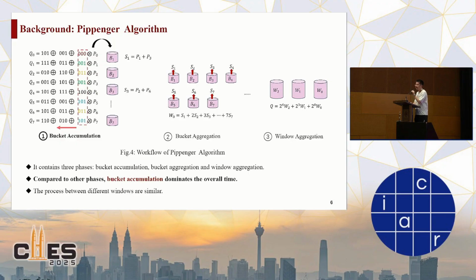Finally, I'd like to introduce the classical algorithm for multiscalar multiplication called the Pippenger algorithm. The core idea of this algorithm is transforming the large-scale multiscalar multiplication into several small-scale multiscalar multiplications. And it contains 3 phases: bucket accumulation, bucket aggregation, and window aggregation.